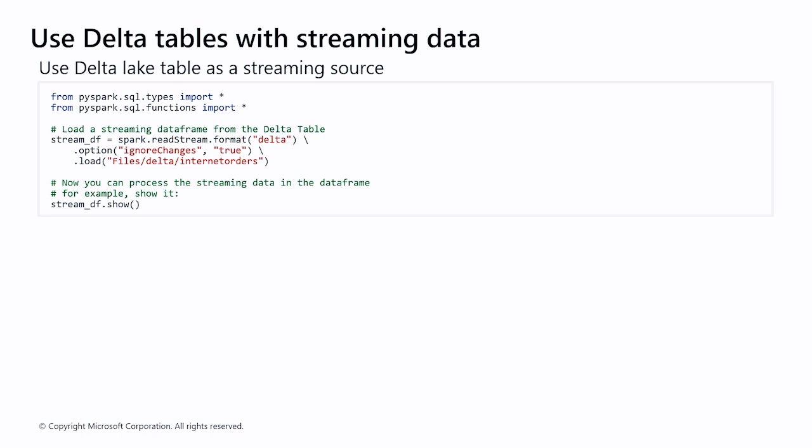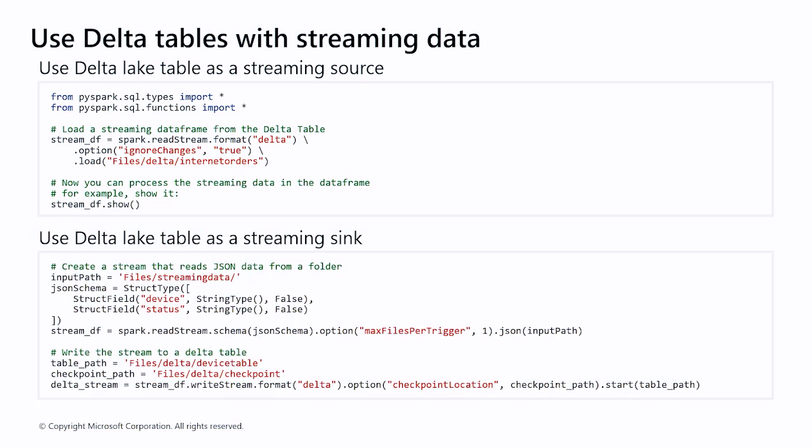Let's dig in a little further. In the following PySpark example, a stream of data is read from JSON files in a folder. The JSON data in each file contains the status for an IoT device. So the fields we're collecting from the JSON file would be the device and status.